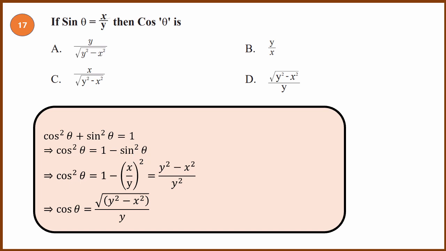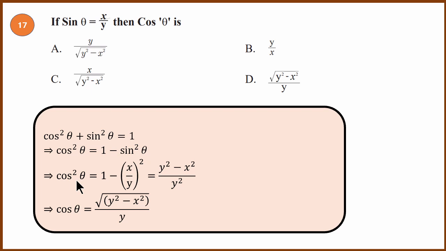But ಇಲ್ಲಿ ಏನು ಕೊಟ್ಟಿದ್ದಾರೆ? They've given that sin theta is x by y. So substitute ಮಾಡೋಣ. Let us substitute. So what do you get? 1 minus x square by y square. Correct? ಇದನ್ನು simplify ಮಾಡೋಣ. Y square is the denominator, which is also the least common multiple, LCM. So you will have y square minus x square divided by y square.